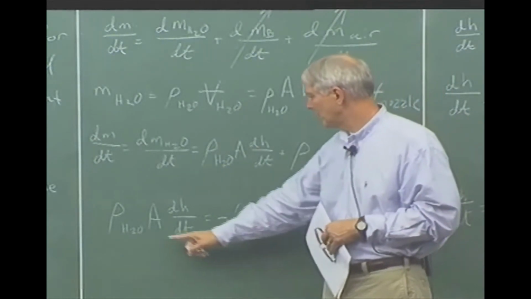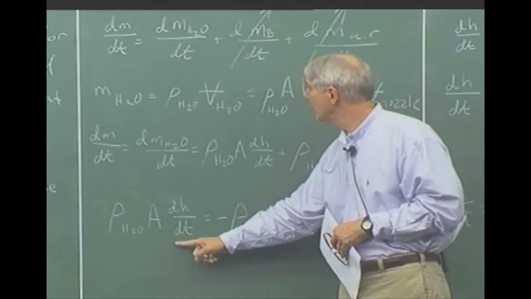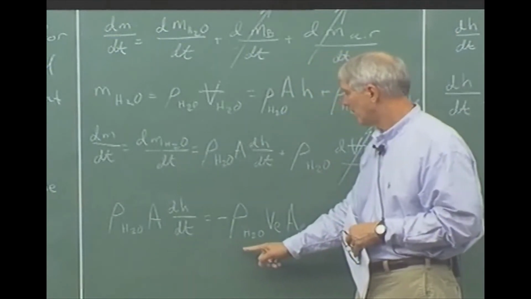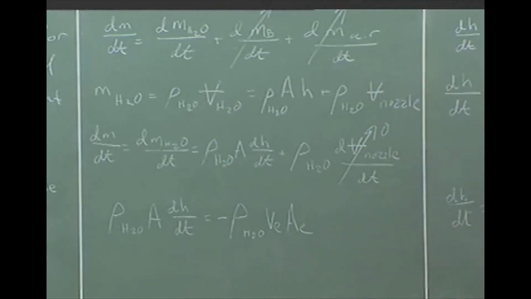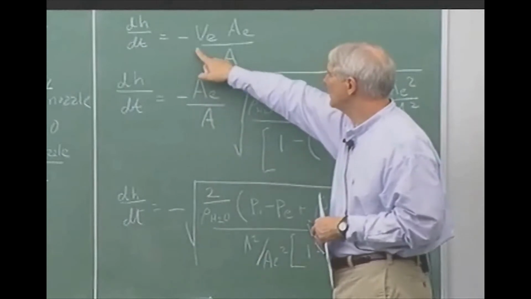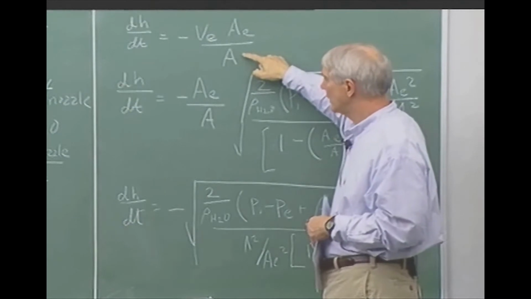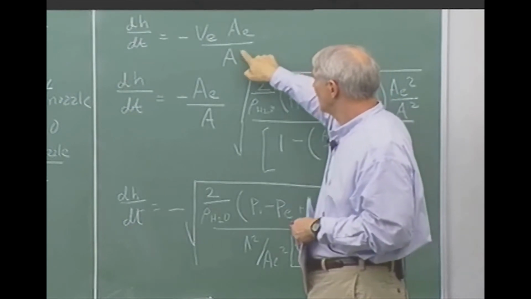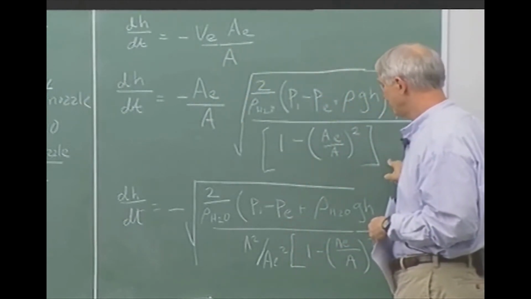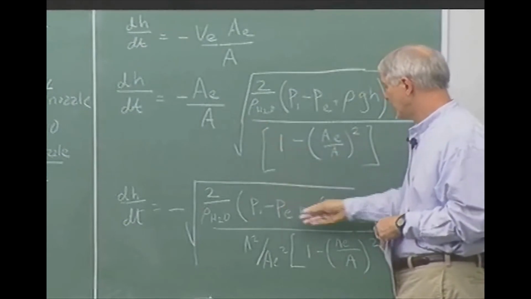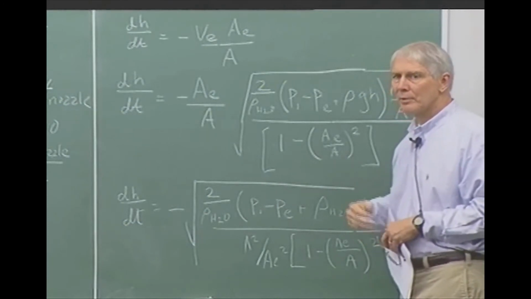And so we plug that in, and we get rho A dH/dt, which is right here, has to equal minus rho of the water, V exit, A exit. Okay, we'll solve for dH/dt, and we get minus V_E A_E over A, which is the area in the bottle. We plug in our expression for V exit, and we get this term. I'm going to bring in A exit over A inside the square root, and we get an expression for dH/dt. And we'll take that to the next step.